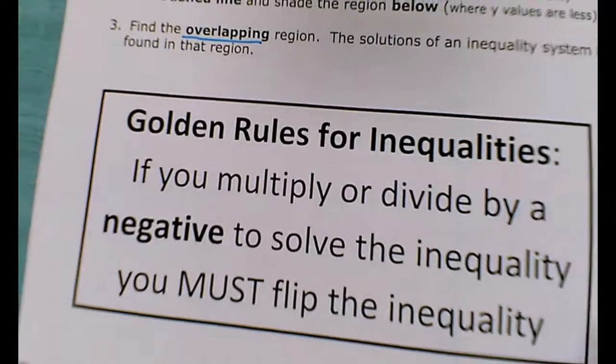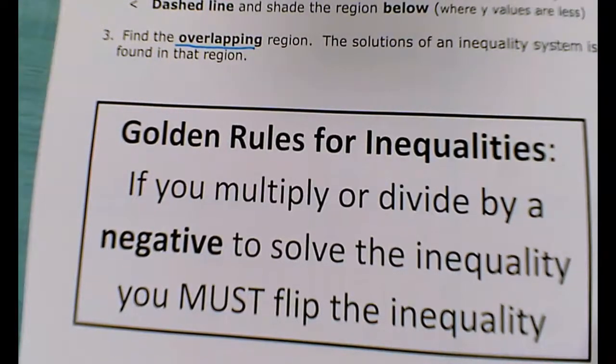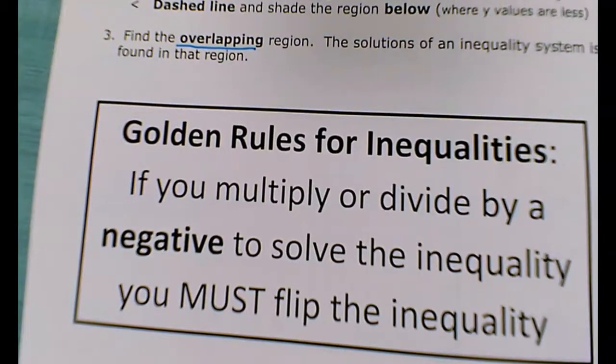And do you remember your golden rule for inequalities? When you are solving an inequality, if you multiply or divide by a negative number to solve the inequality, you must flip the inequality. If you have not memorized that rule, you need to do that.